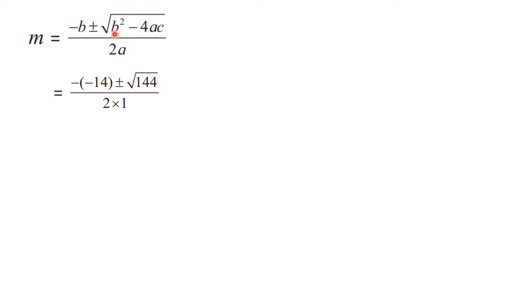Again you are not going to write minus 14 square minus 4 into 1 into 13. No. We have found out it. So directly you can put it here. And in the denominator 2 into a, that means 2 into 1. So after writing the formula, the next step is to substitute the values there.